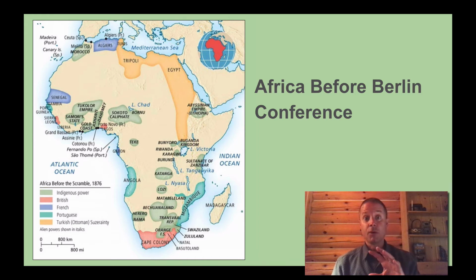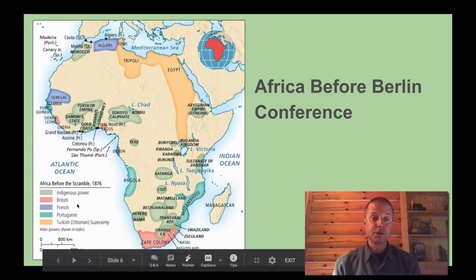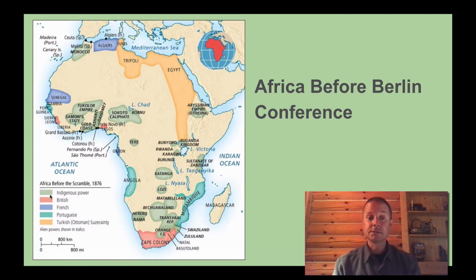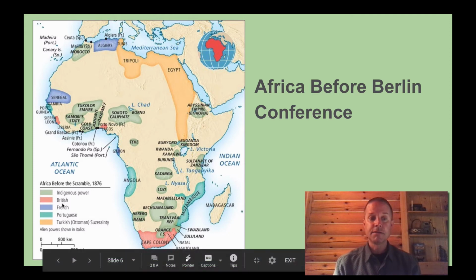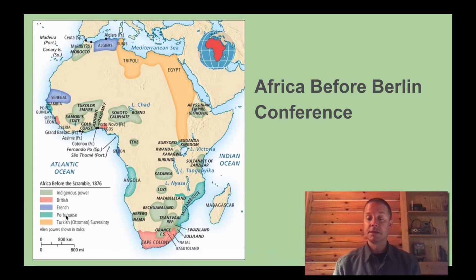Now, right before the Berlin Conference in 1876, this shows the kingdoms of Africa and what it looked like. The slide I showed you a couple slides ago was 500 years prior to this. But right before the Europeans carve up Africa, this is what it looks like. It also shows you the indigenous powers in green. Those are local African kingdoms. And then the British and the French, the Portuguese, and the Turkish are already sort of colonizing Africa.